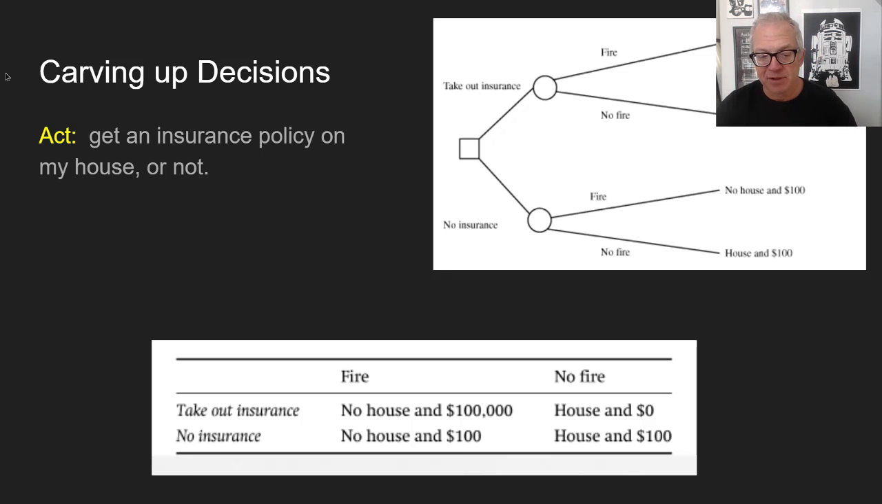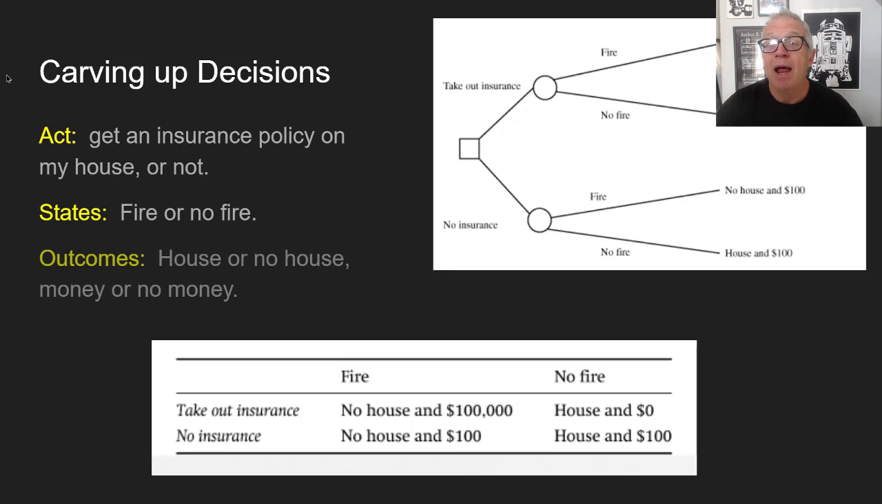And we've talked about some examples like this, at least in my philosophy of mind class, in connection with building computer programs that can play checkers, chess, or Go, for instance. Okay, so there's an action. Then there's states of the world. There's going to be a fire or no fire, and then there's outcomes.